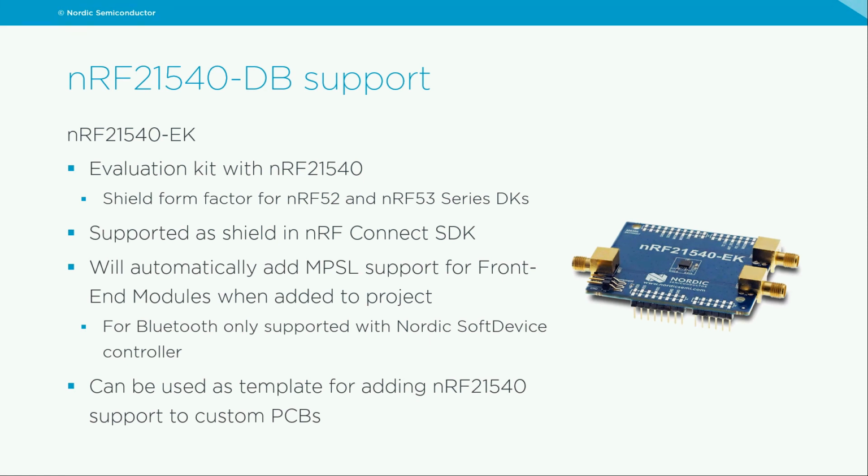As you can see, the SMA connectors make it easy to connect it to lab equipment if you want to do measurements on it. The reason why there are 3 connectors on it is because there is an input that goes to the RF SoC, and there is a dual antenna output, so ANT1 and ANT0. So this is supported as a shield in the nRF Connect SDK.